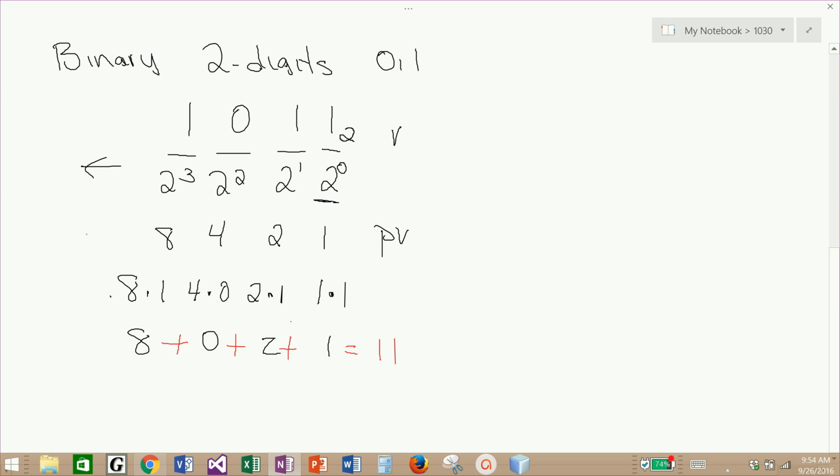This tells me that 1, 0, 1, 1 in binary is equivalent to 11 in decimal. I don't have to put a subscript on 11 because decimal is my native language. And if I see a number that doesn't have a subscript, I'm going to automatically assume that it is decimal, even if it has some strange numbers or characters in it.